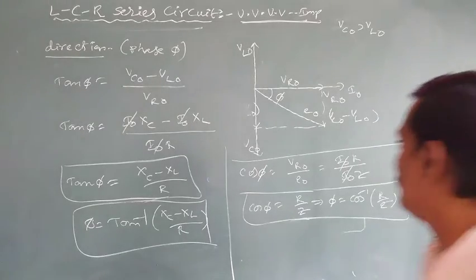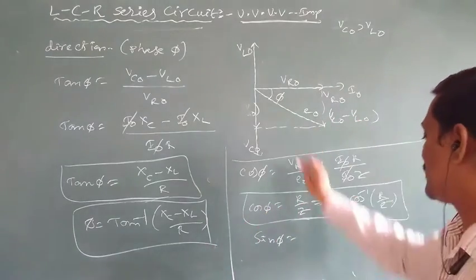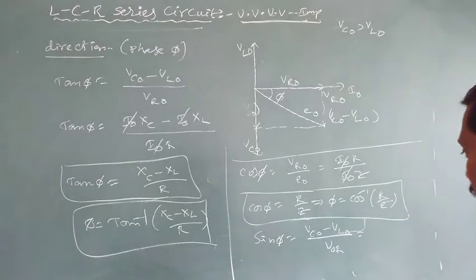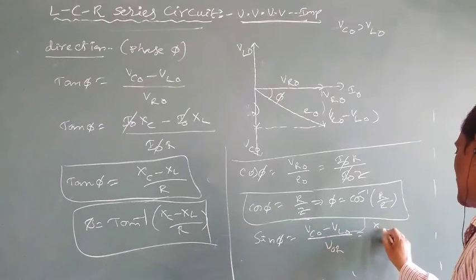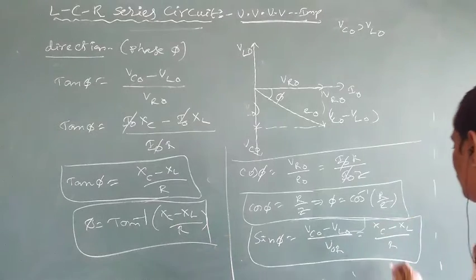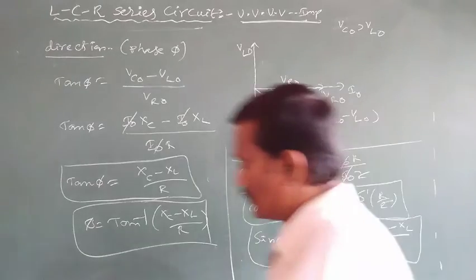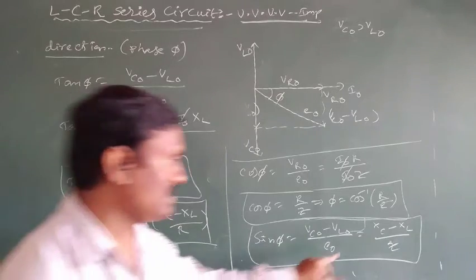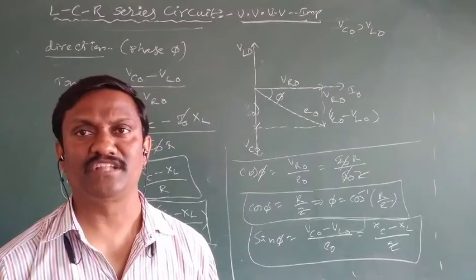From the same diagram we can also find sin phi. Sin phi is opposite side by hypotenuse, that is (VCO minus VLO) by E naught. VCO is I naught XC, VLO is I naught XL, and E naught is I naught Z. I naught cancels, so sin phi is (XC minus XL) by Z. Don't confuse tan phi and sin phi: tan phi is (XC minus XL) by R, while sin phi is (XC minus XL) by Z. That is a very important concept of the LCR series circuit.